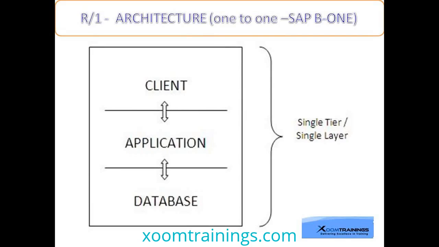Next, architecture 1. In SAP, this is the starter edition: client, application, database, single tier, single layer, nothing but a single user operating system, one user, one-to-one architecture. The example is SAP Business One.